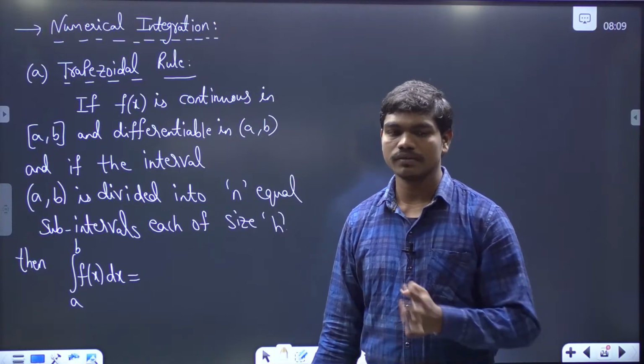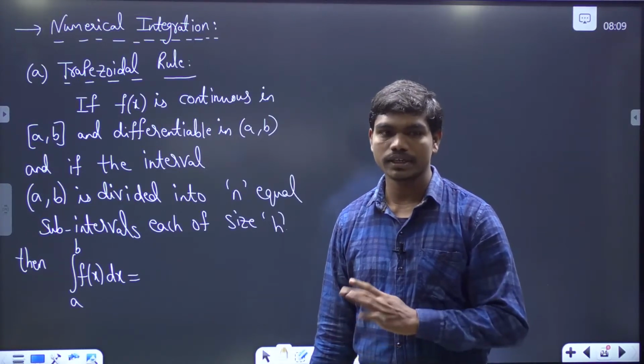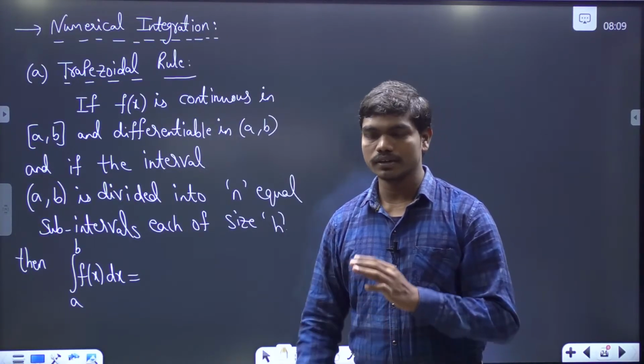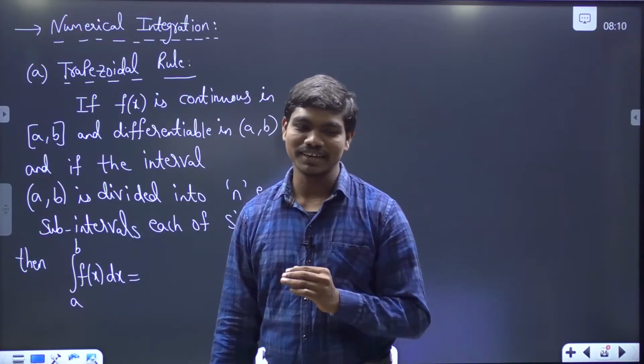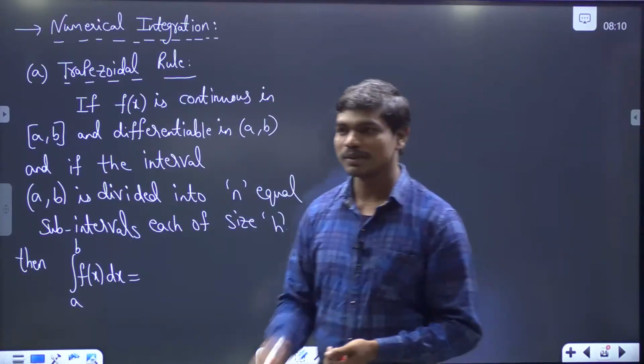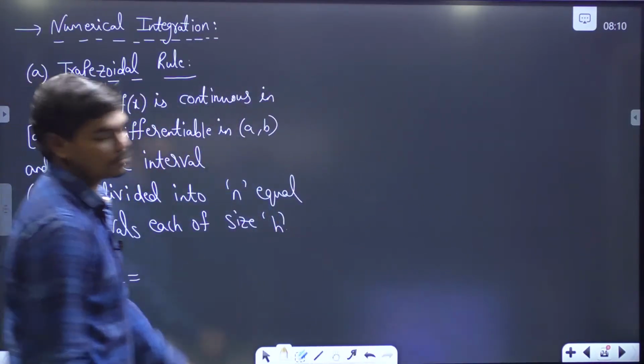Do you remember something? h by 2 into something, y naught, yn, y1, and all these things will come. Do you remember this at least? How many of you remember that? There will be something like 1 divided by b minus a and something. No idea, sir? Okay, no problem. We'll get the idea now. We'll see what formula will come here.